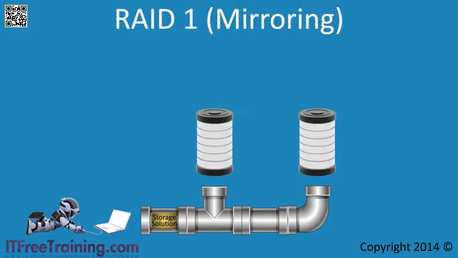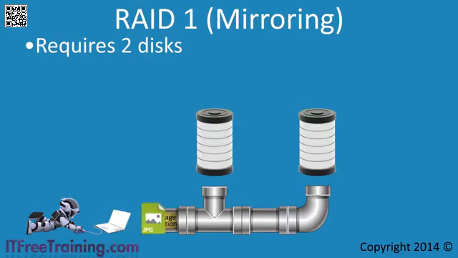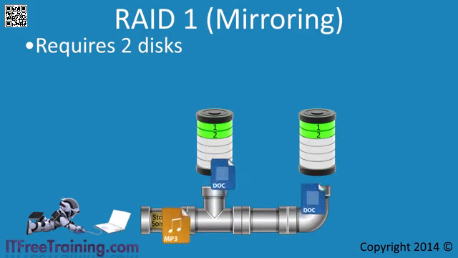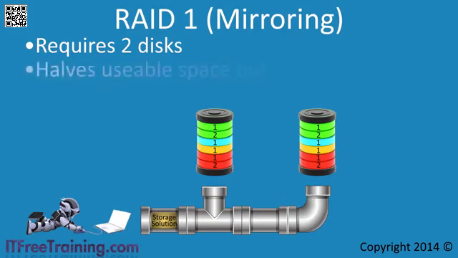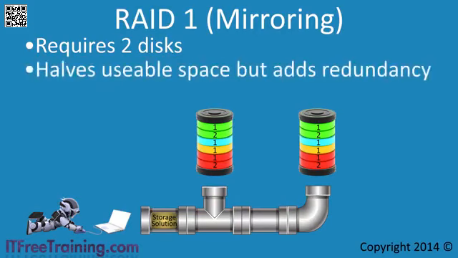The next RAID level is 1. RAID 1 is also known as mirroring. RAID 1 requires 2 drives. As you can see, as files are written, an identical copy is stored on each drive, making 2 copies in total. Since both drives hold the same information, this effectively reduces the usable space by half. Even though this effectively doubles the cost of drive space, it offers redundancy.